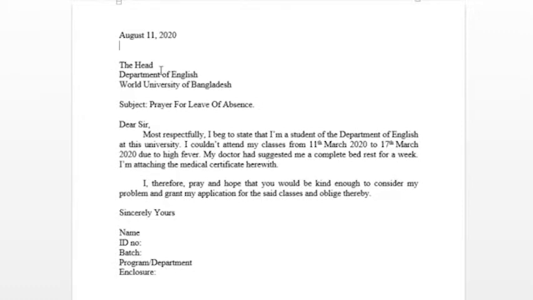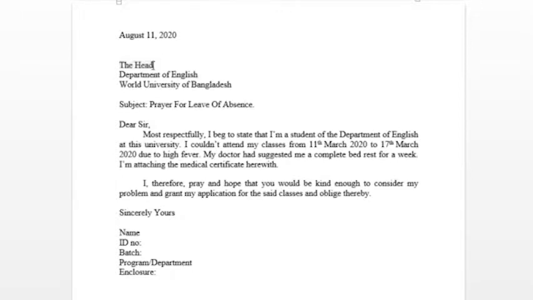Okay, and then you see there are two line spaces, 1 and 2. Two line spaces just below the date, and this is what is recommended. Okay, then you address the person who you are writing the letter to.